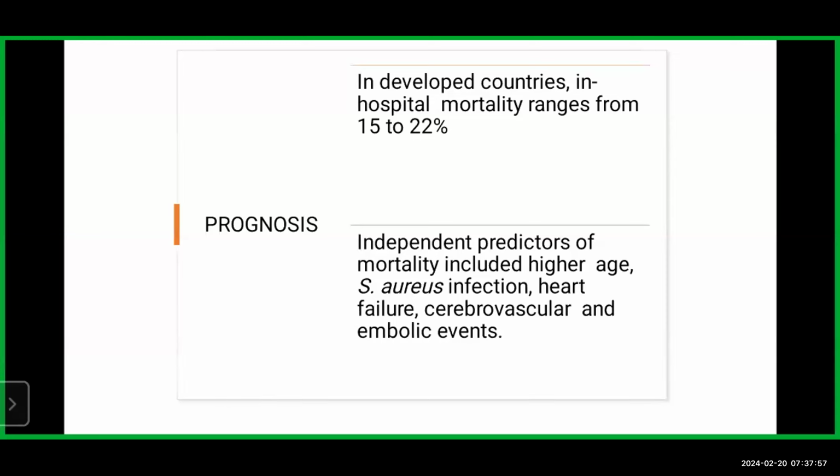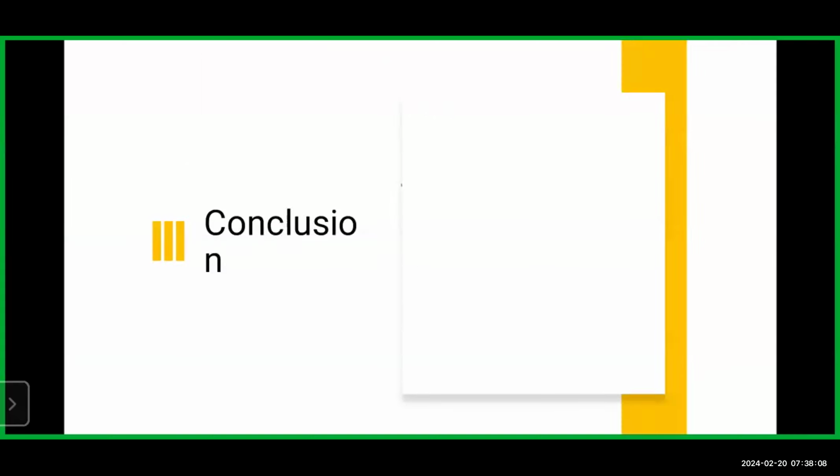So prognosis, the independent predictors of mortality include higher age, elderly persons, Staph aureus infection, heart failure, then embolism. Thank you very much.